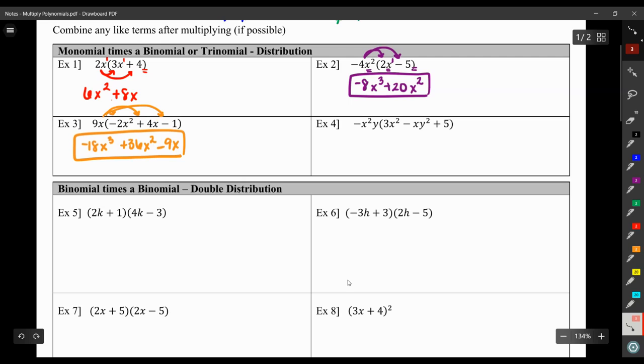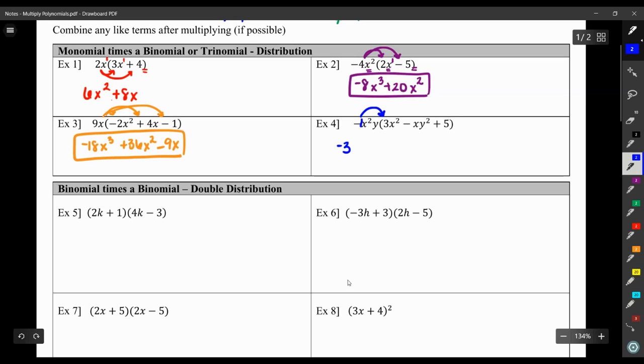Now let's look at number 4. Number 4 is the same idea, but now we've got two variables instead of just one. So we're still going to be distributing. We're going to multiply negative x squared y times 3x squared. Well, remember there's really a negative 1 right here. So negative 1 times 3 is negative 3.